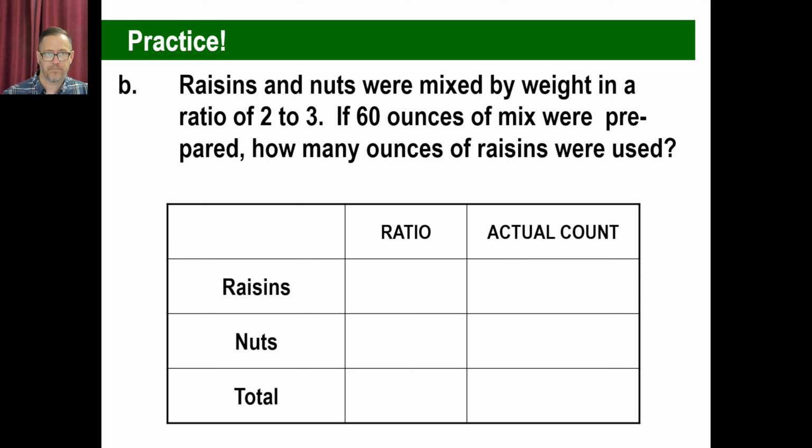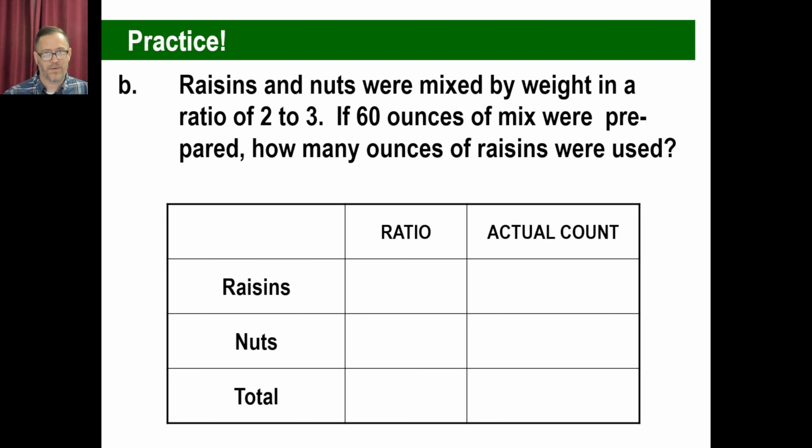Okay, let's try B. Raisins and nuts were mixed by weight in a ratio of 2 to 3. Where are the M&Ms? That's what I want to know. When it comes to these trail mixes, you've got to pour out the raisins and nuts, throw them in the garbage can, and just eat the M&Ms. Okay, wait, they have gluten, so homeschoolers, you can't do that.